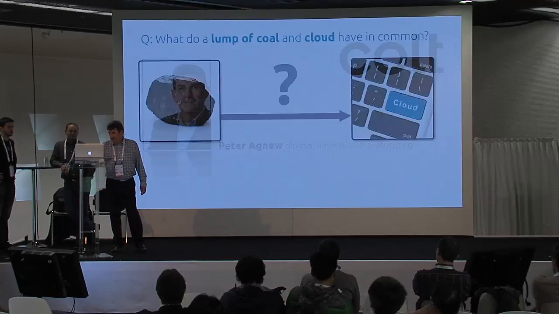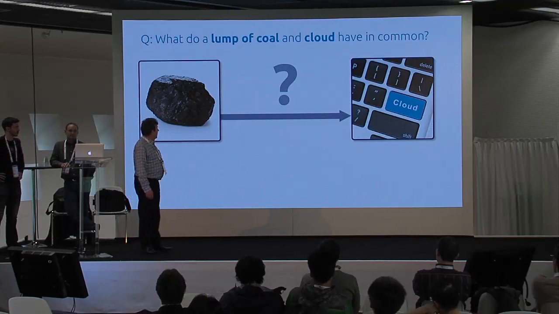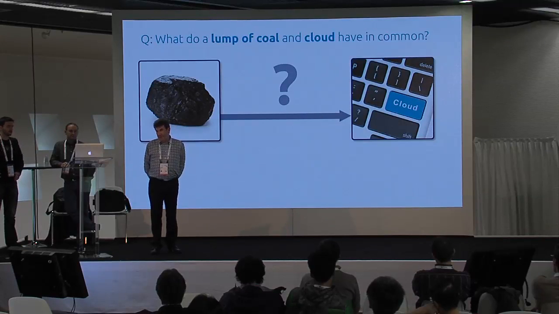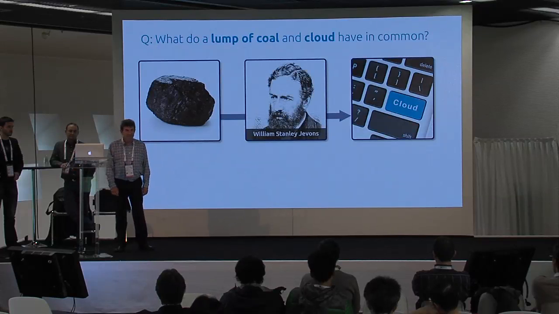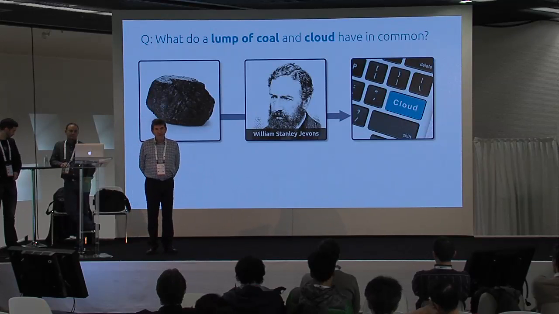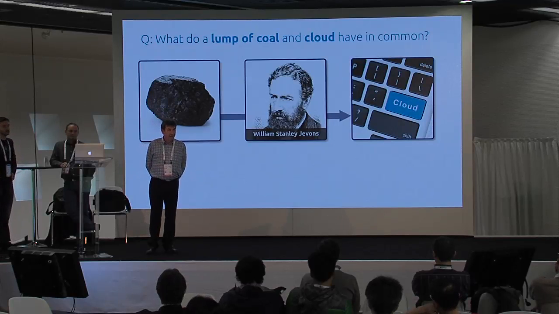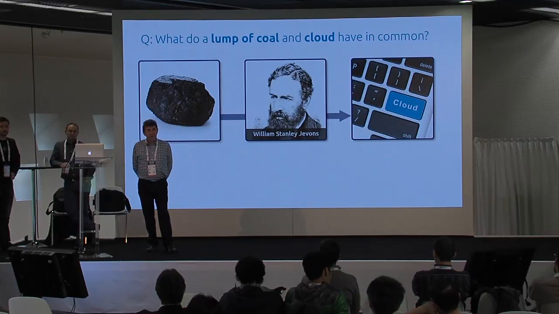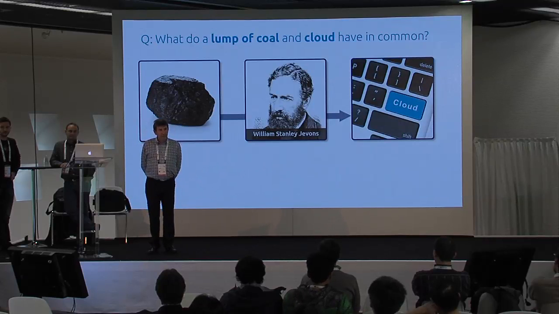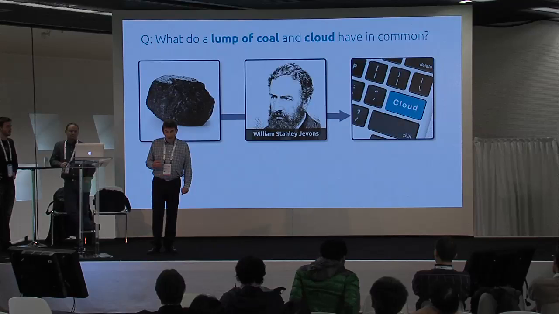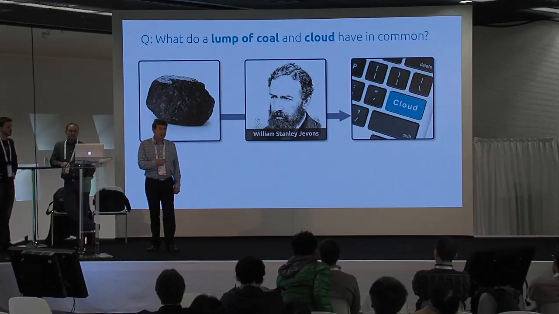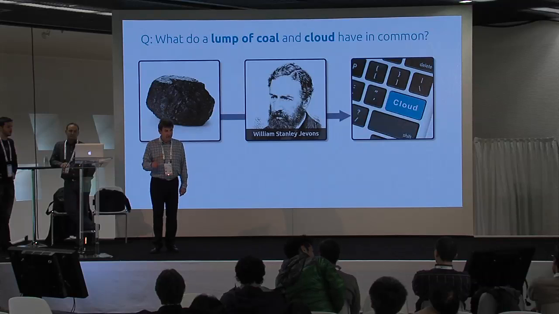Before we get into the details of what we do here, I would like to pose a question. What could a lump of coal and cloud services possibly have in common? I'm not expecting you to answer that, but I will provide the answer. The link between them is this man called William Stanley Jevons. He was an economist in the 1850s in the UK. What he observed was that as the factories and the Industrial Revolution grew, they couldn't get the coal out of the ground fast enough to serve them. So they used technology to make the consumption of the coal more efficient. What he observed was that the more they used the technology to make the consumption of coal efficient, the more coal in total they consumed.